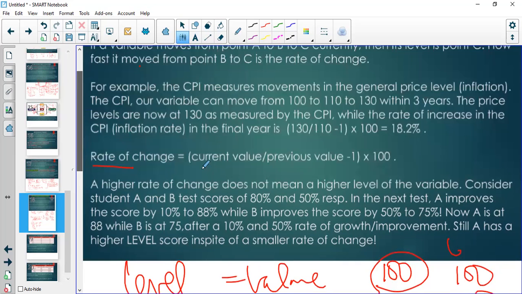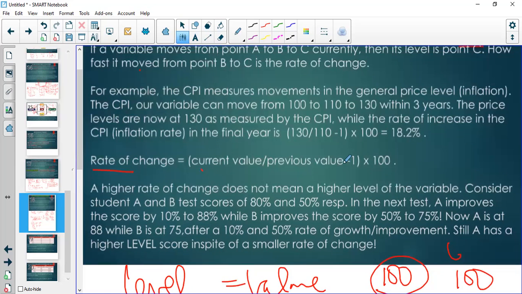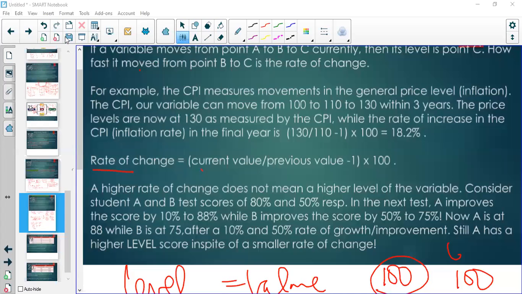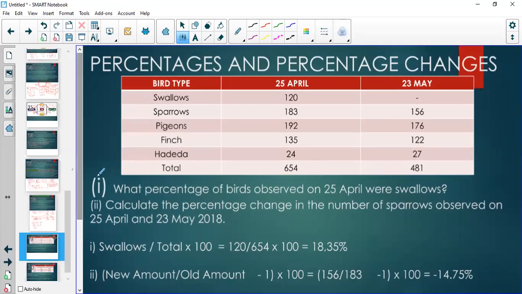All right. So the rate of change, we are looking at the... Apologies for that loss. I think we're almost finished and we're going to be surviving this. So a rate of change, we're looking at the current value over the previous value, minus 1, times 100. So I'm going to give you examples of rate of change, examples of percentages, so that you can calculate that.